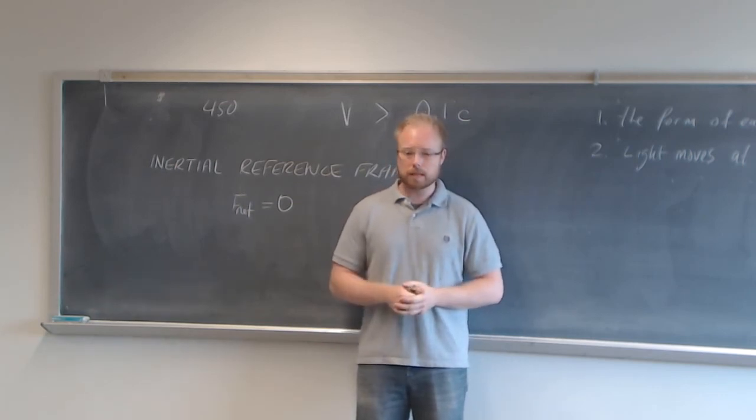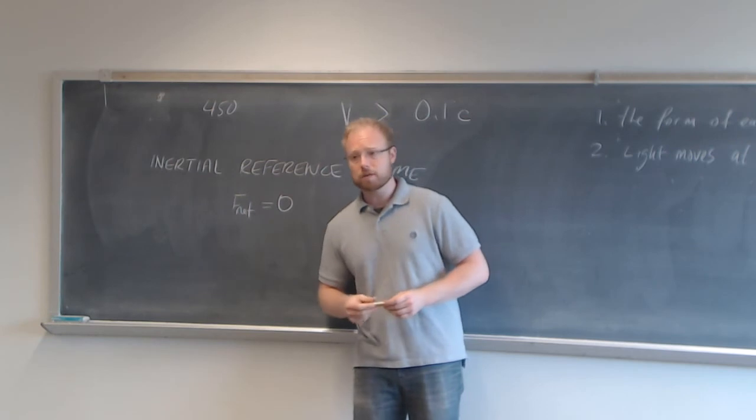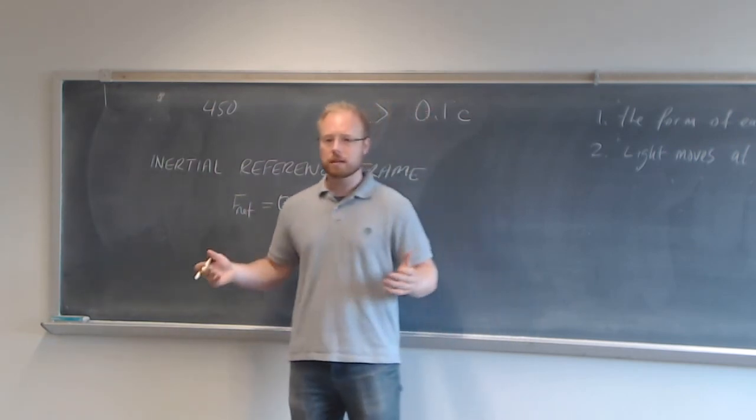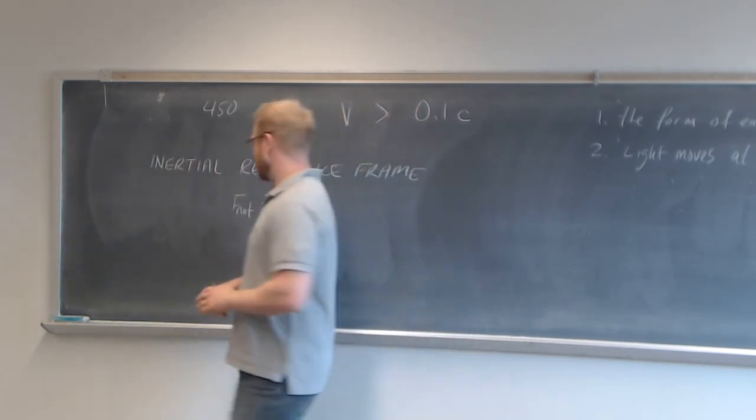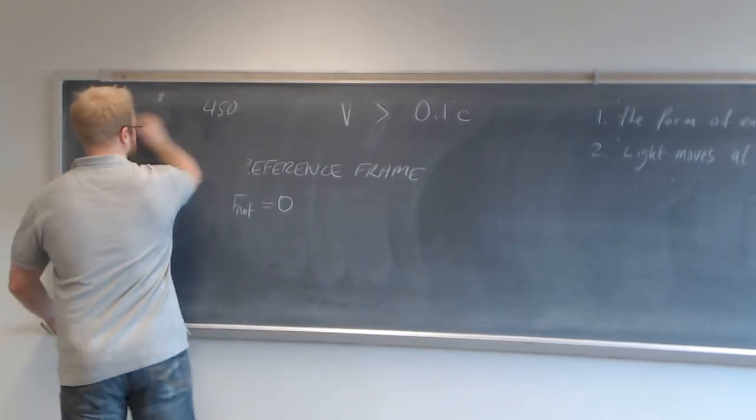So we're going to take the textbook's example of Anna. Anna is a runner. Anna is a very, very fast runner. She's running at 0.2 times the speed of light, 0.2c. That's her velocity. So we've got Anna running along here.